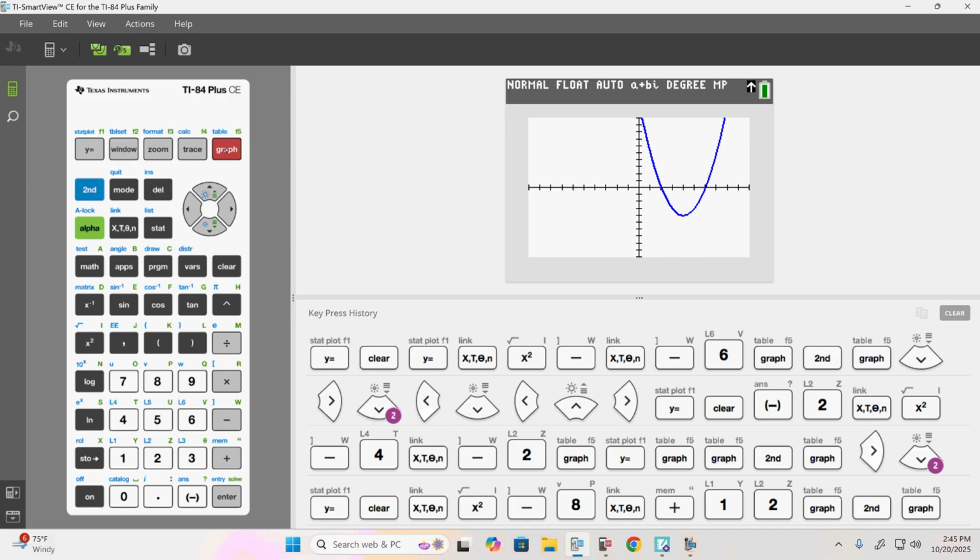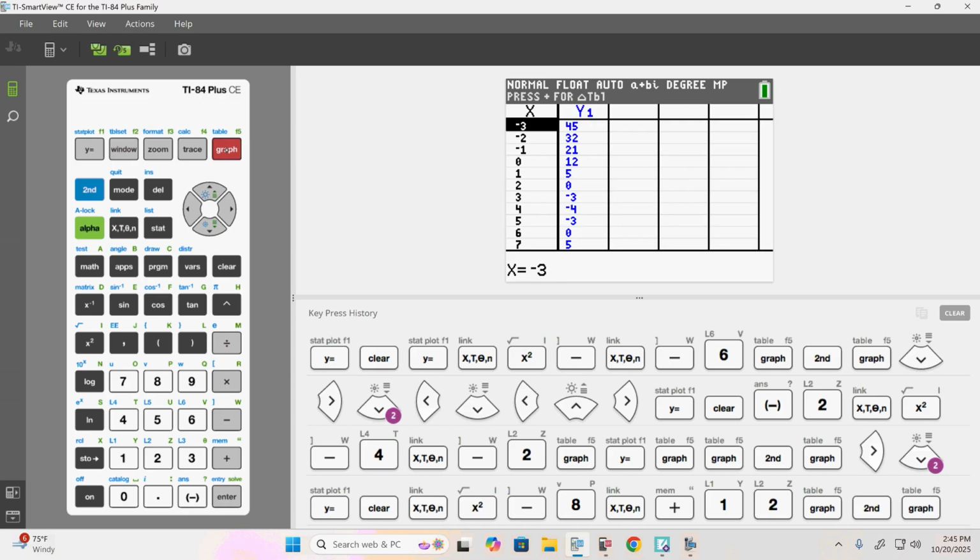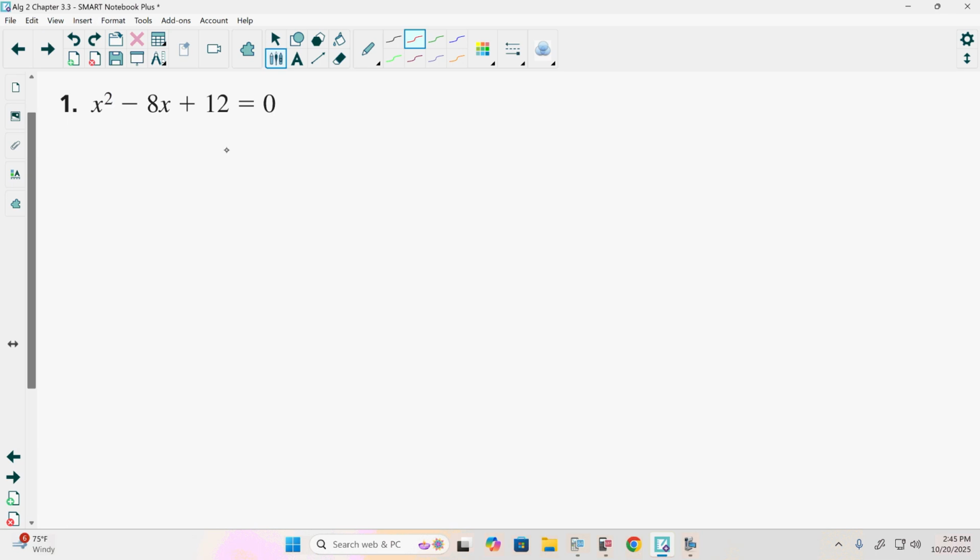So that lets me know when I look at the table, I should be looking for 2 positive x values that are going to make the y value be 0. One of the values of x that makes y be 0 is 2, and the other is 6. So x is equal to 2, and x is equal to 6.